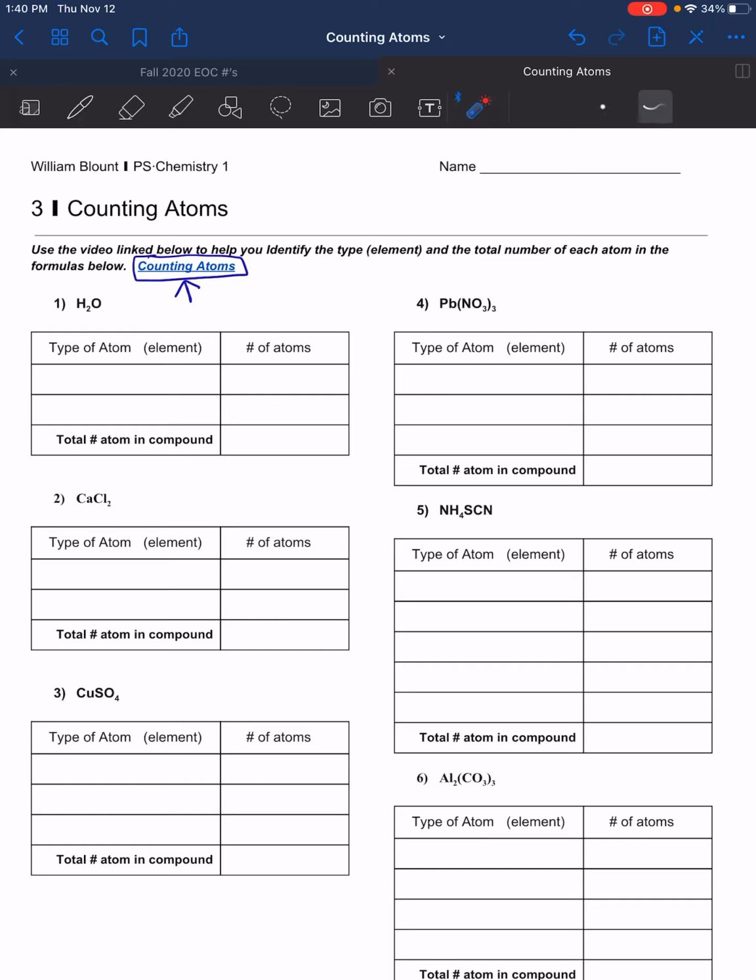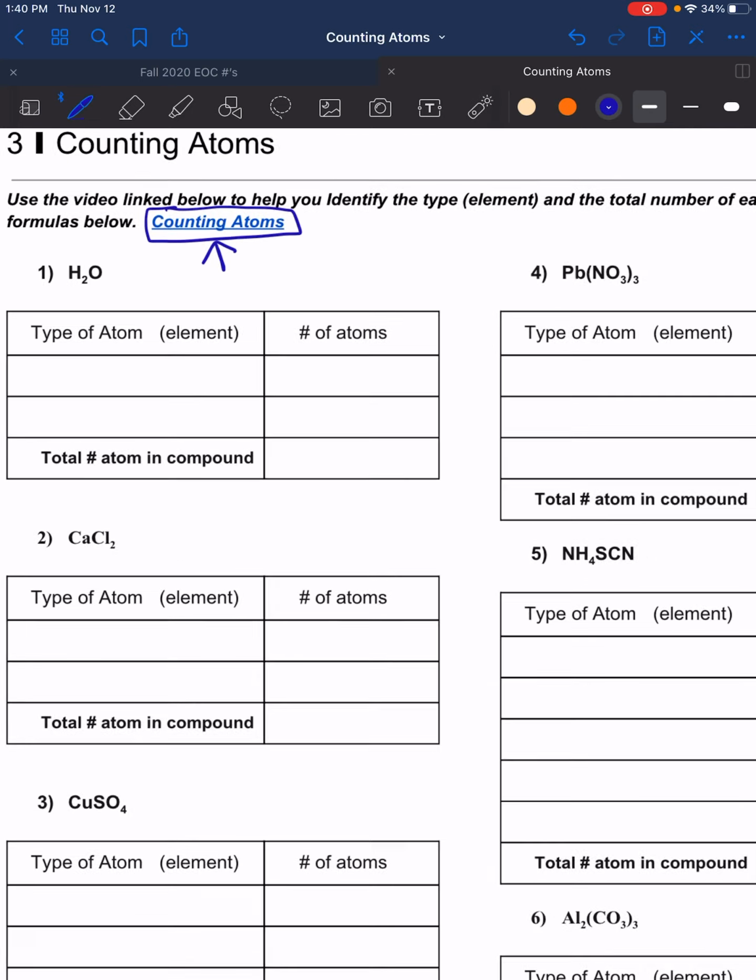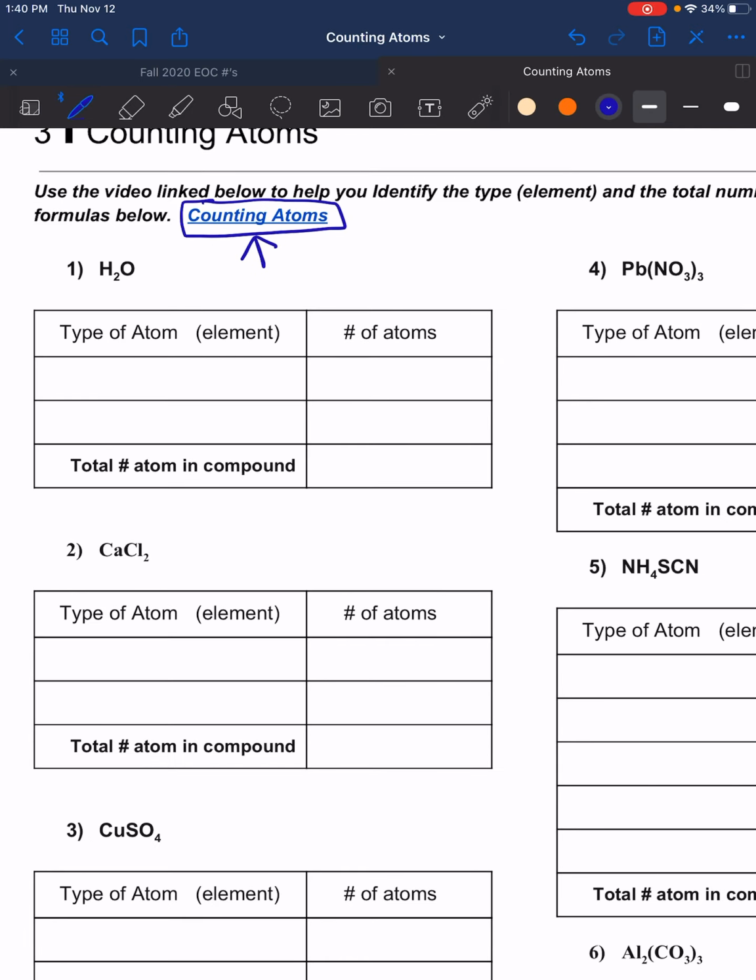What you were supposed to do is identify the element and the total number of each one of them that was there. What a number of you did was Google the name of the compound and just write that in. For example, a number of people Googled H2O, or you knew it and just wrote water. That wasn't the point. We're supposed to identify the element and then how many we have of each of them.